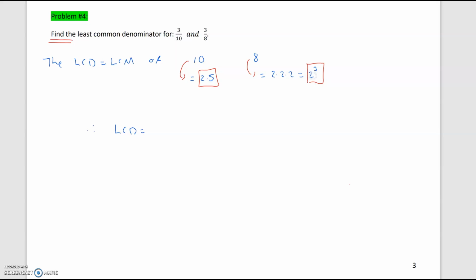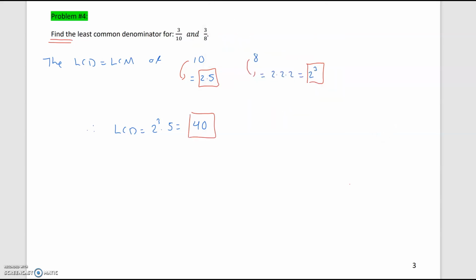And maximum of the 2's, you're comparing 2 to 2 to the third. So that would be the 2 to the third times the maximum of the 5's. There's 1 5, so we have to include the 5. So in this case, the LCD happens to be 40.